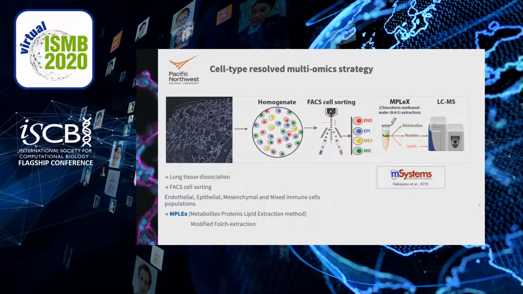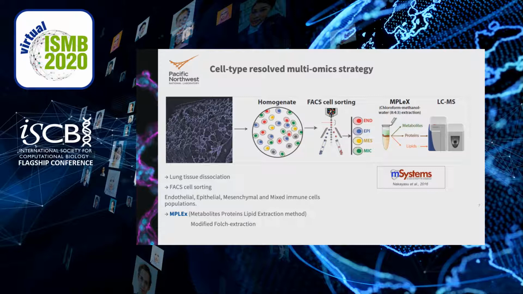Because each individual cell type is contributing in a different manner to the biology of the lung, it's really important to know what molecules are specific to each one of them. To explore this, we dissociated the lung into a cell suspension. Then, we sorted by fluorescence activated cell sorting the four main populations composing this organ: the endothelial cells, epithelial cells, mesenchymal cells, and a mixed immune cell population.